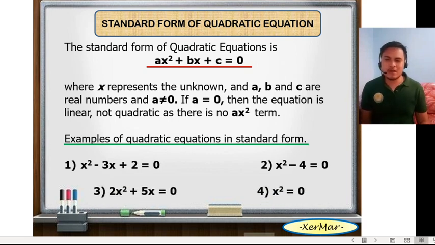Okay? Next, number 3, we have 2x squared plus 5x equals 0. So, yung kanan ay 0, equal to 0. Ang left side natin, yung mga terms sa left side, dalawa pa rin, no? 2 terms. And number 4, we have x squared equals 0. So, yung kanan din ng number 4, the right side of the equation in number 4, is also 0. At ang nasa kaliwa naman ay x squared. Iisang term lang, no? Pero, pansinin ninyo, students, all of the equations are equated into 0. Okay? So, ibig sabihin nun, students, the standard form of a quadratic equation is always equated into 0. Okay?